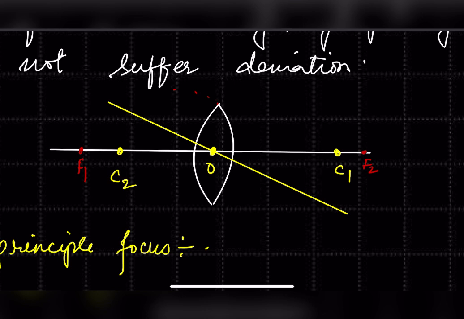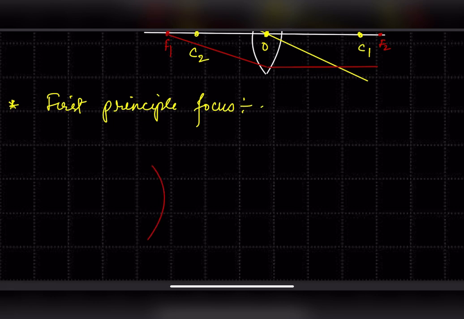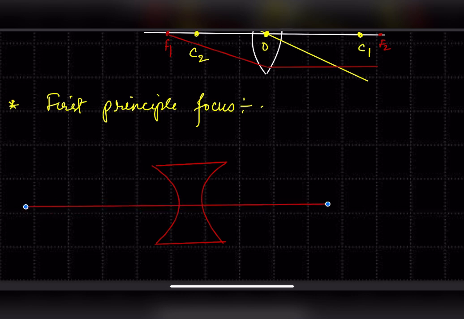What is the speciality of this principal focus? The speciality is if a ray of light diverges like this from this point, it will go parallel like this. This is the speciality of first principal focus. What will happen if I take a concave lens? If I take a concave lens like this, what will happen in case of first principal focus? Take a ray, take a straight line like this, mark it dotted.